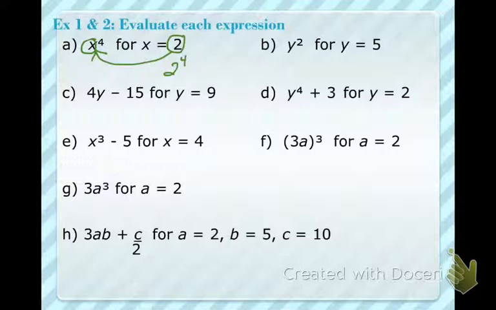Now, if you remember correctly how to do exponents, this is saying it's 2 times 2 times 2 times 2. It is not saying 2 times 4. No. Okay, it's saying 2 times 2 times 2 times 2. So 2 times 2 is 4. 4 times 2 is 8. And 8 times 2 is 16. So your answer is 16.